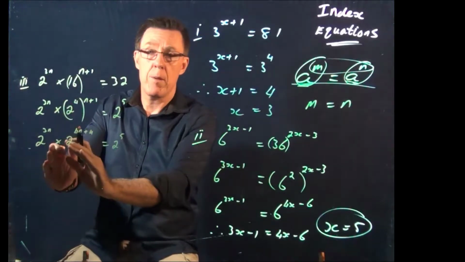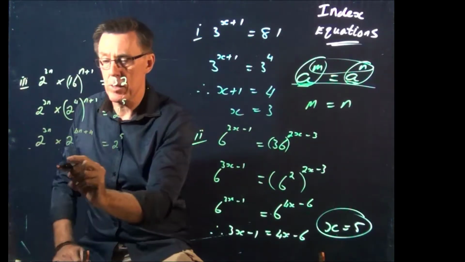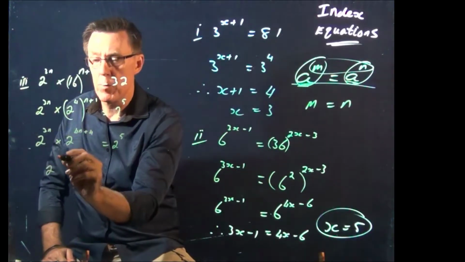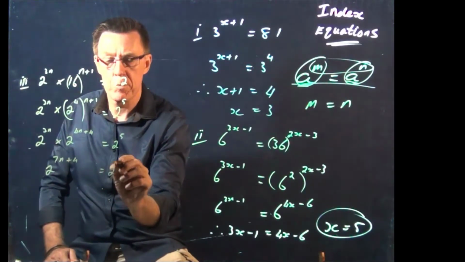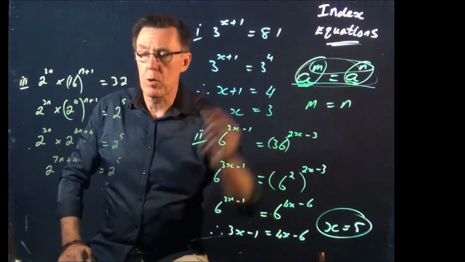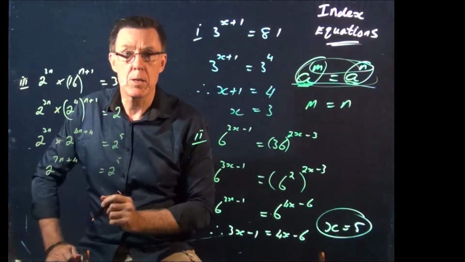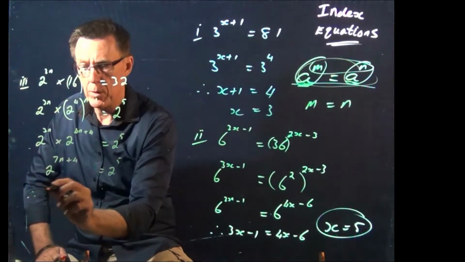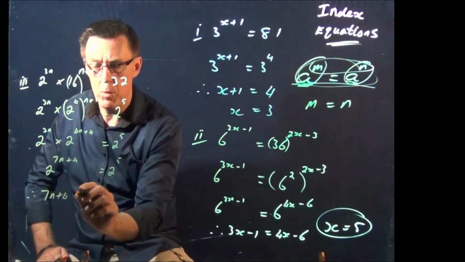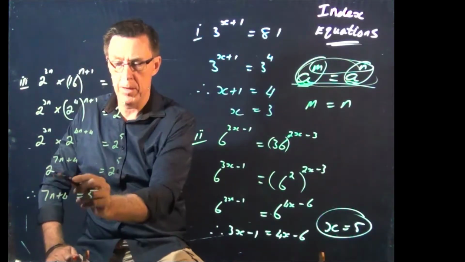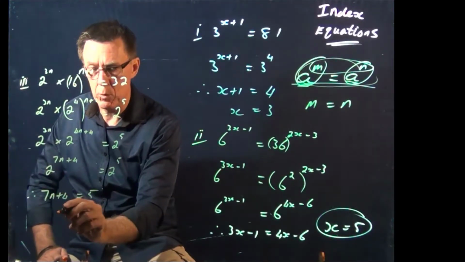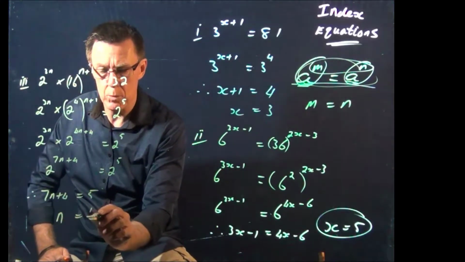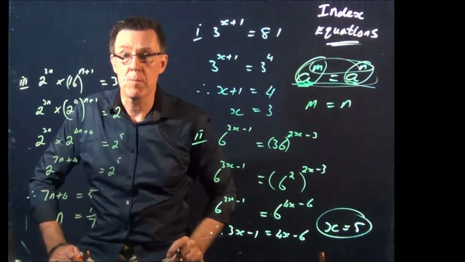So I'm multiplying now powers of the same base, I add their indices. 3n plus 4n is 7n, plus the 4. Go back to my original concept, I have powers that are equal, indices must be equal. So 7n plus 4 must be equal to 5. Take the 4 to the other side, so that's going to be 1. 7n is equal to 1, n must be equal to 1/7.